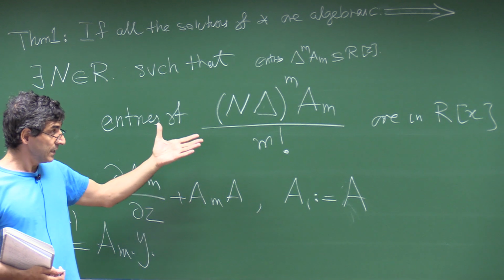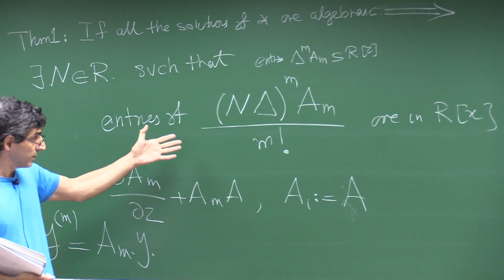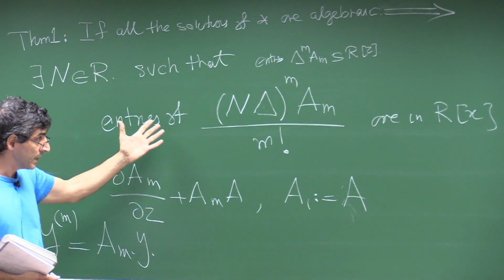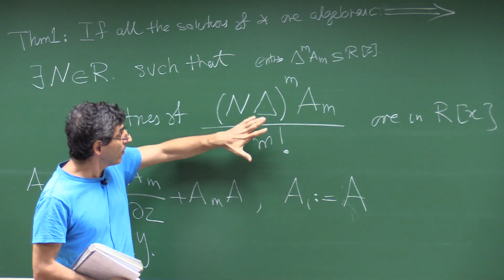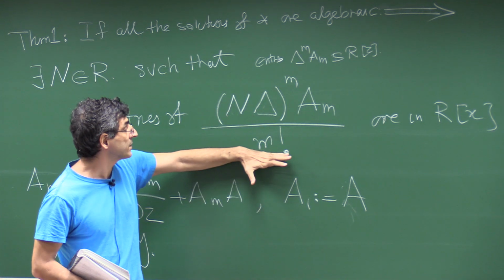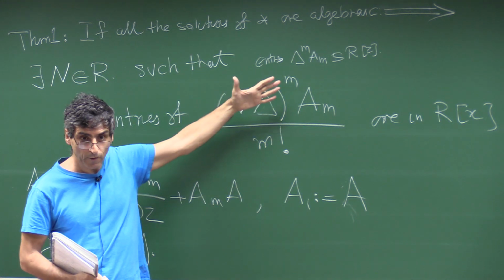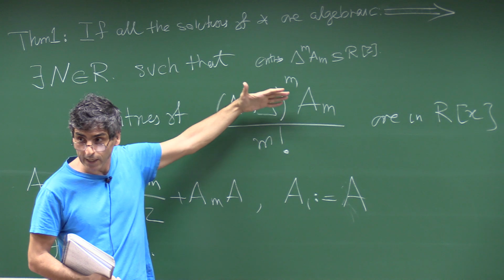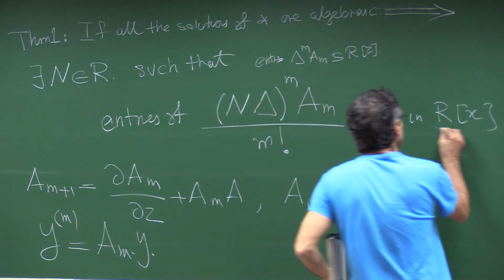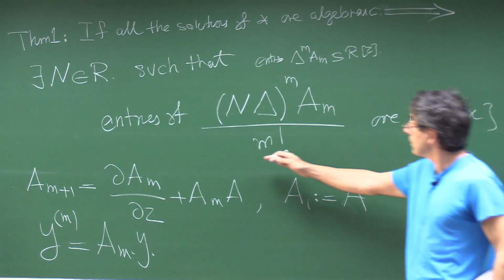And the main content of this proposition or theorem is that apart from some primes, which have to do with this n, all the other primes in m factorial must be eliminated with whatever is in the denominator, and at the end of the day, you don't get all the primes in the denominator.